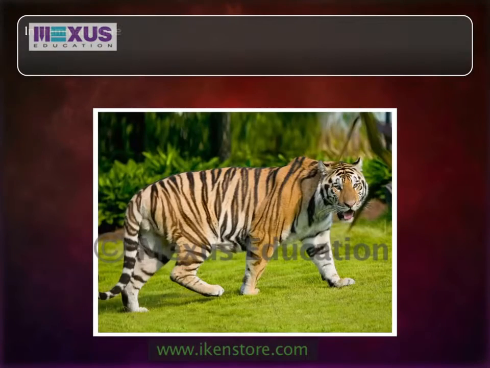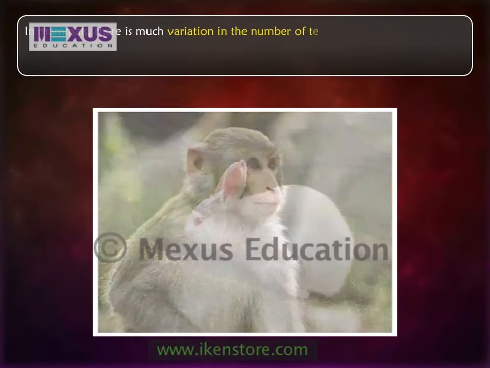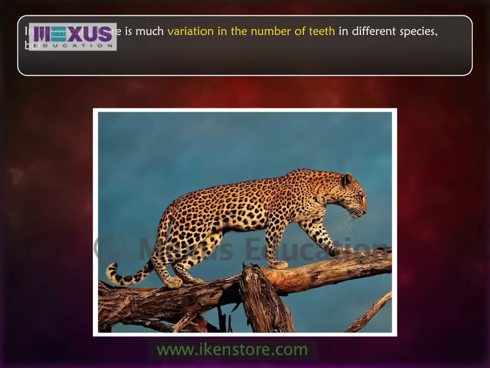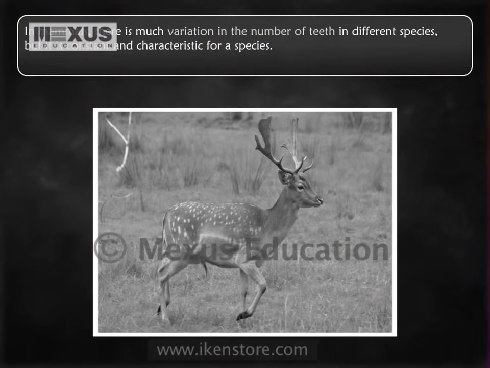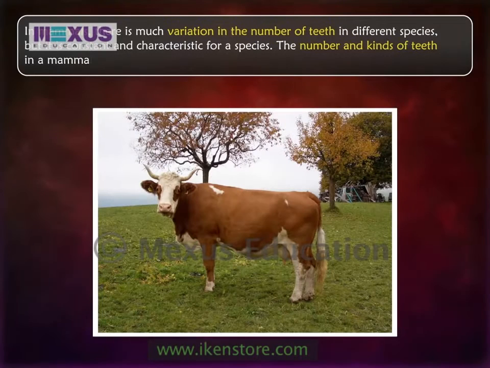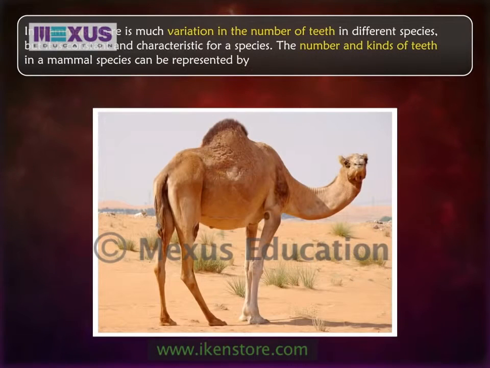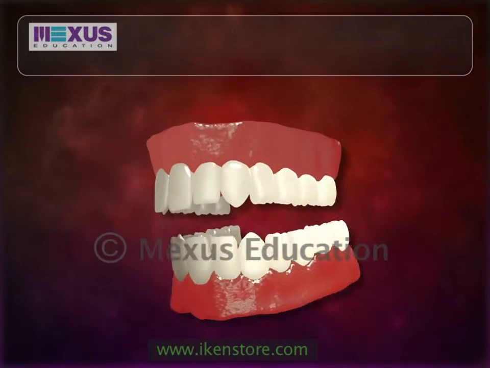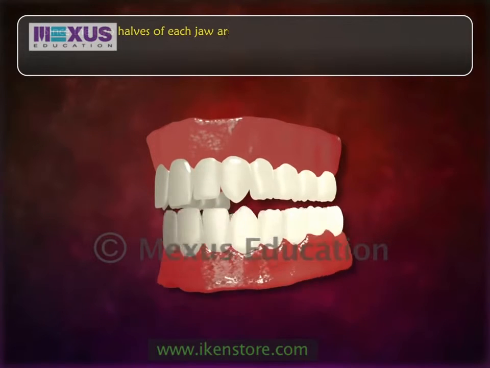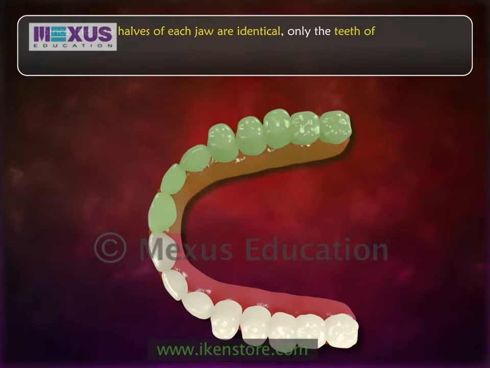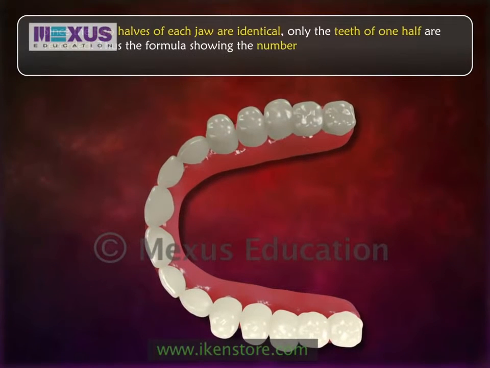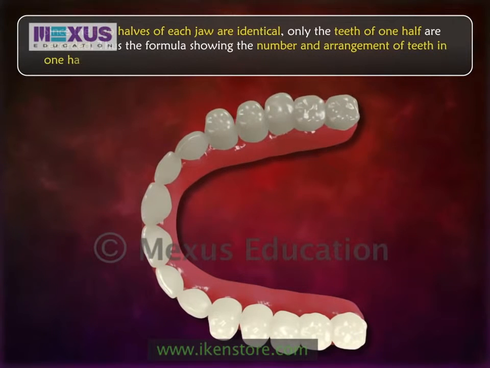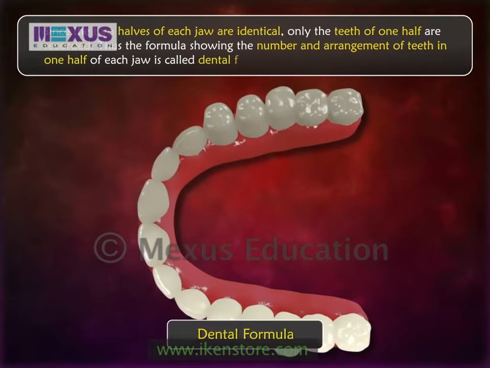In mammals, there is much variation in the number of teeth in different species, but it is constant and characteristic for a species. The number and kinds of teeth in a mammal species can be represented by a sort of equation called dental formula. Since the two halves of each jaw are identical, only the teeth of one half are recorded. Thus, the formula showing the number and arrangement of teeth in one half of each jaw is called dental formula.